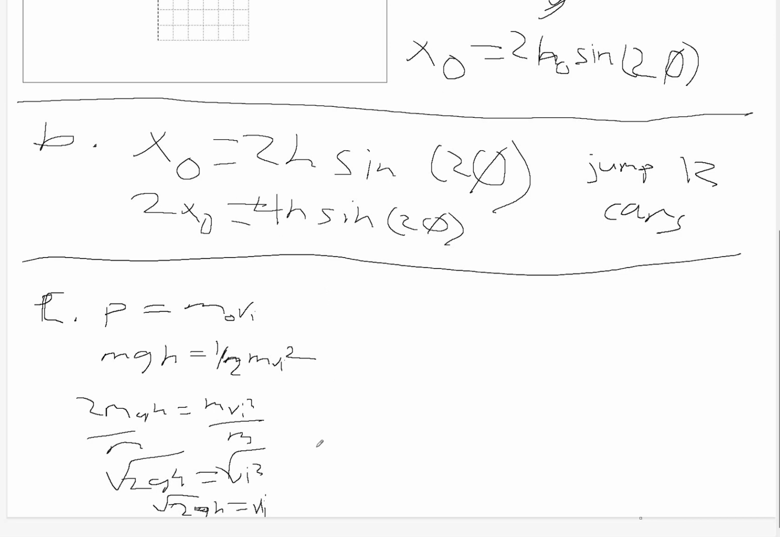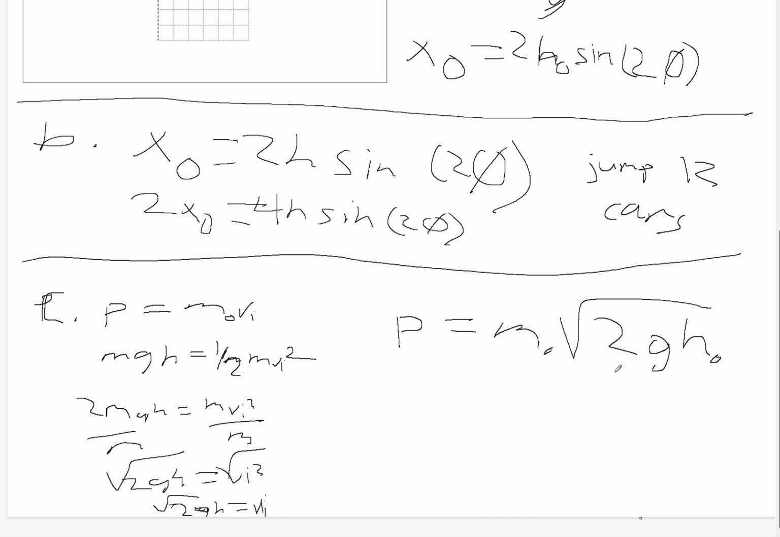Alright, sorry for the messy handwriting. And now we just have to plug it back into our momentum. So p is equal to m naught, and then just plug in our vi, which we just solved for, square root of 2 g h naught. Right.